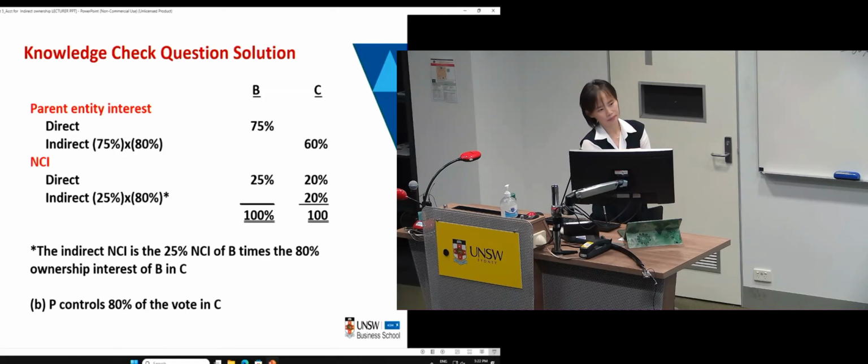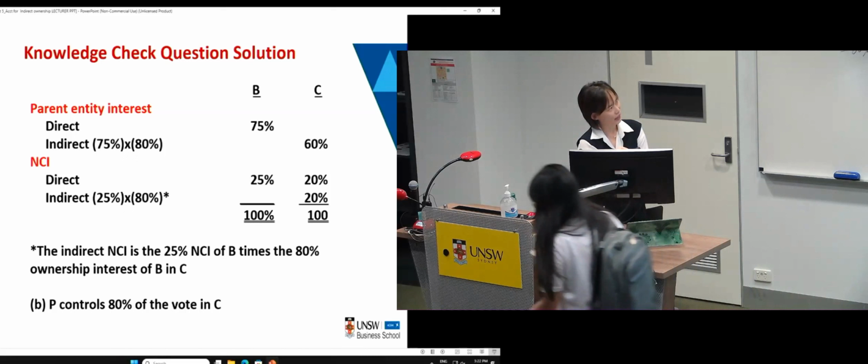So even though P only holds 75% of B? Well, it doesn't matter, P controls B. What does control mean? You have the power, right? You have the power to direct all of B's activities, including B's voting rights in C Limited. That's why P controls these 80% voting rights. Yeah. All right.